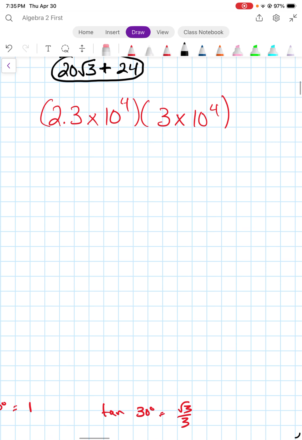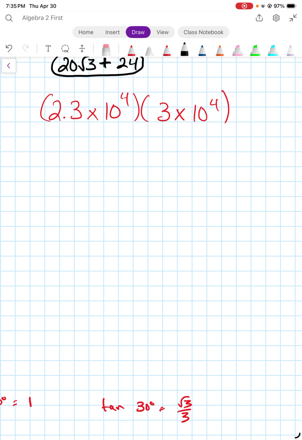Again, when we're dealing with scientific notation, same thing. Notice there's no plus signs. We're not multiplying 2.3 times both and doing that whole, because there's no plus sign here. Everything here is being multiplied. So you're going to multiply the pieces that are alike. The 2.3 and the 3 gives you 6.9 times the 10 to the fourth and 10 to the fourth.